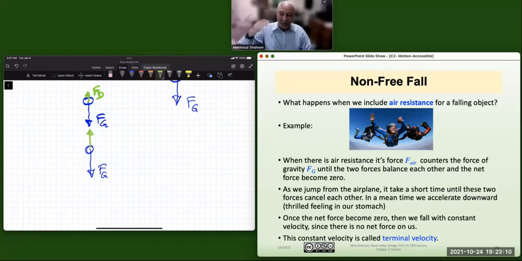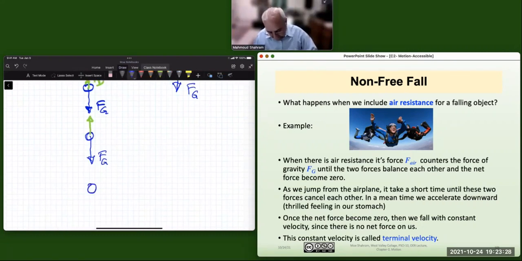So in other words, the net force is decreasing until you get to a point that the force of gravity and the force of drag, which is opposite, become equal. And guess what? That means F net is equal to 0 at that point. No more force, no more acceleration. Up to this point, you were accelerating.